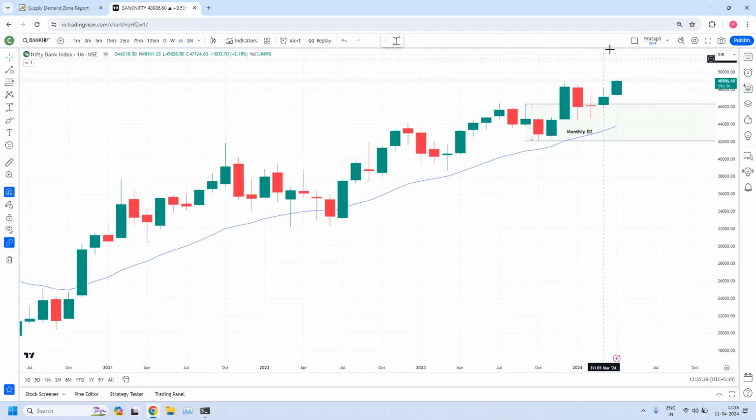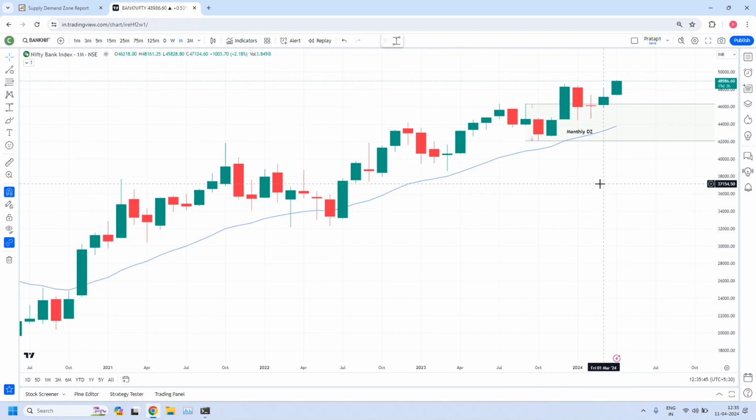Because we never know when market will be turning. Once it turns, based on the trend, we need to understand. At lower time frame trend changes, we should understand the direction of the market. Okay, this is the monthly picture.